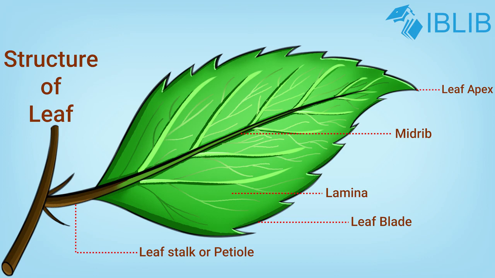And the fourth is veins and veinlets. Many lateral branches known as veins arise from the midrib. So many veins are coming out of the midrib. And veins are again divided into small sections that are called veinlets. So veins and veinlets. Veins help in transport of water and food in the leaves from the stem.